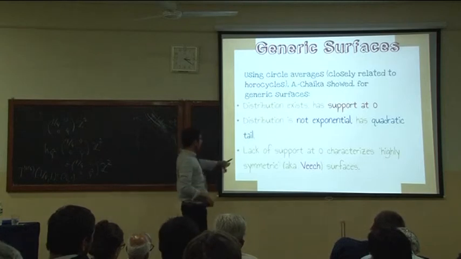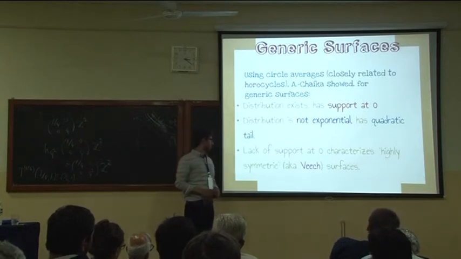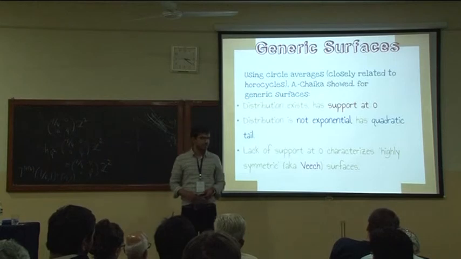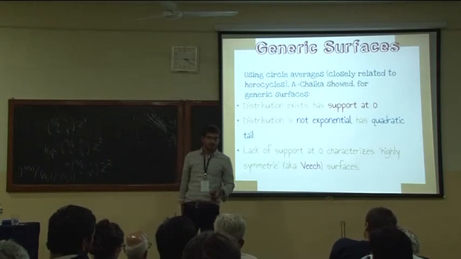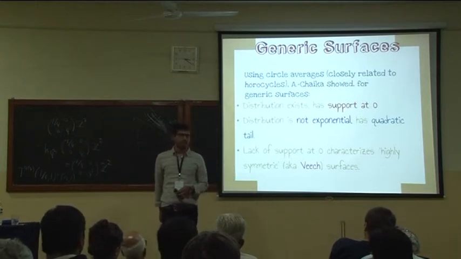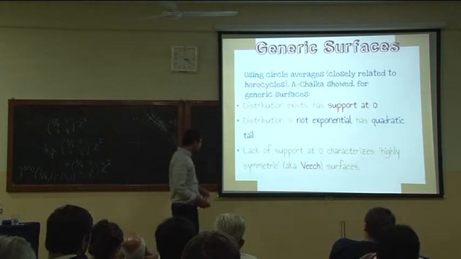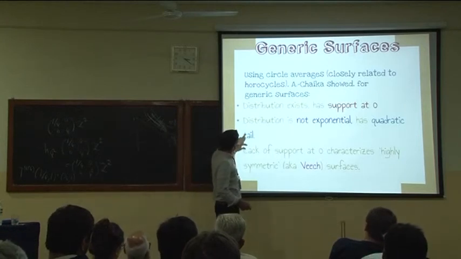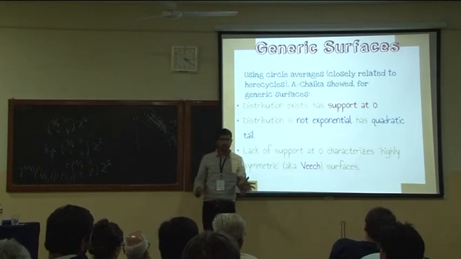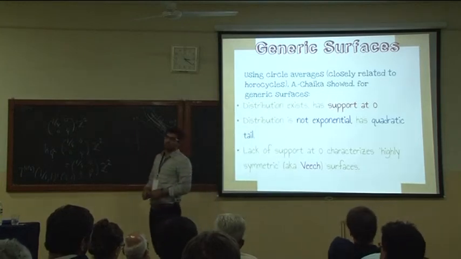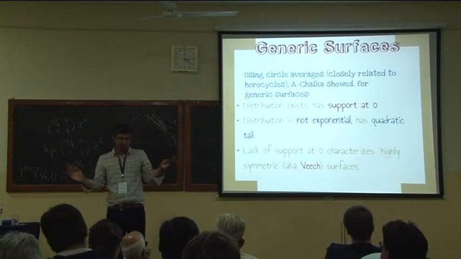And there's a little bit of a lie in here. The lack of support at 0 characterizes highly symmetric surfaces. This basically goes through some work of Barak and John Smiley's. However, we couldn't explicitly compute the distribution for any particular example, other than the torus, which was disappointing. So the torus we knew.